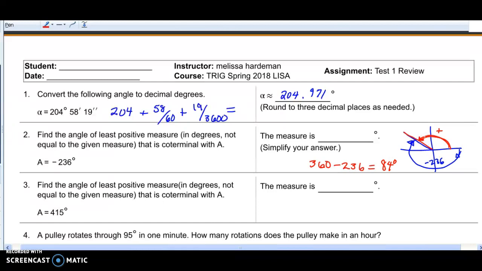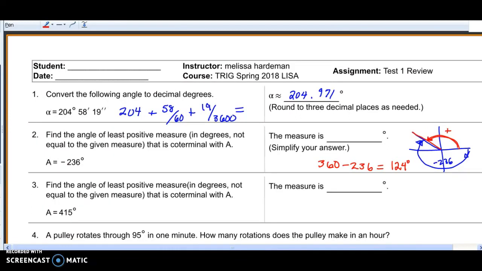And now I think I may have messed up. Found my mistake. On my calculator, I typed in 236 as 276. So 360 minus 236 is 124 degrees. So the angle of least positive measure, that's coterminal, is 124 degrees. Let's check out our next one.